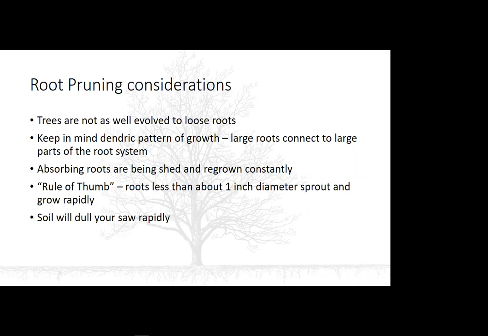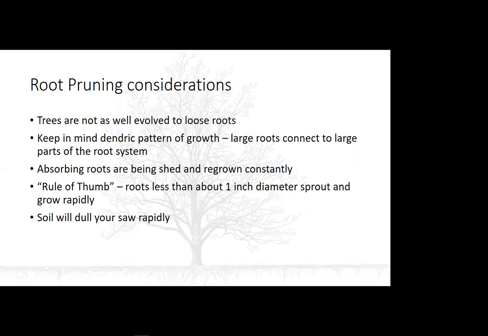When you are doing root pruning, keep that dendritic pattern of growth in mind. So larger roots connect to a larger part of the root system. If you're cutting a 2-inch diameter root, you're probably going to be removing a lot more roots from the tree than if you're cutting a 1-inch diameter root. And this will become important on the next slide, remember those absorbing roots are being shed and regrown constantly. So you don't have to worry too much about cutting those small roots.